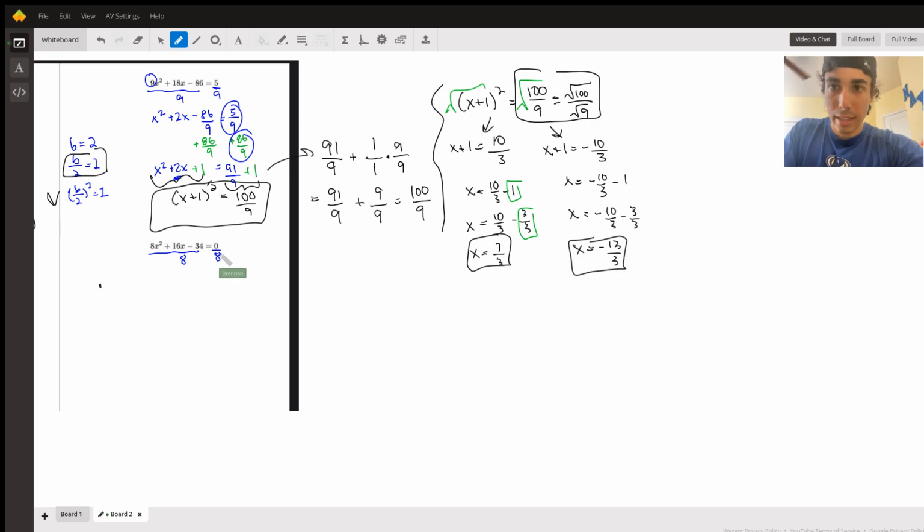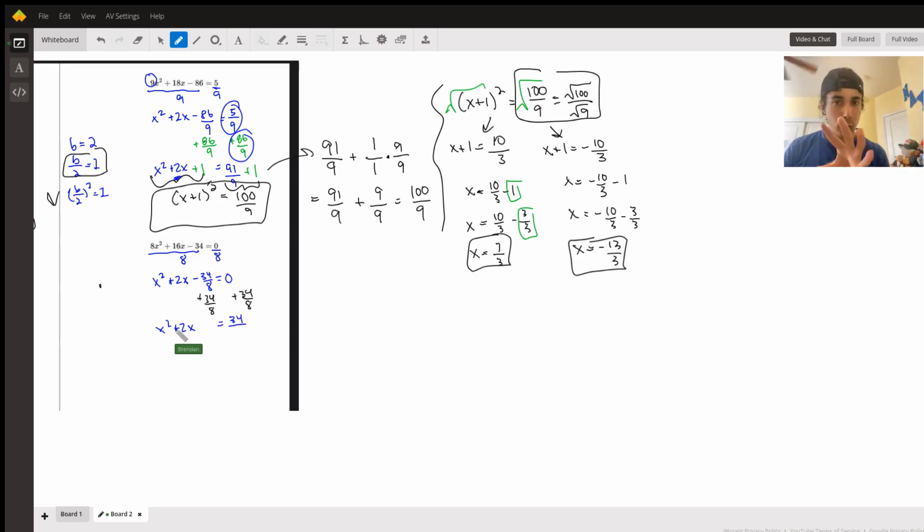All right, so I've got 8x squared divided by 8 is 1x squared. 16x divided by 8 is 2x. 34 divided by 8, it's just 34 divided by 8. 0 divided by 8 is 0. Okay, 34 divided by 8, we're going to move that over to the other side, right? Whatever that number is, we want to get that to the other side. So let's go ahead and add that to both sides. Plus 34 over 8. Plus 34 over 8. All right, so I'm going to have x squared plus 2x equals 34 over 8.